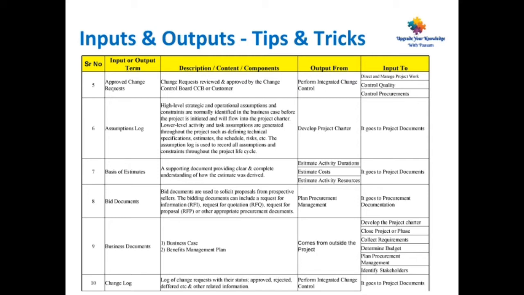Point number 9, business documents, business case or benefit management plan. This is the output that comes from the project. It goes as input to the project charter, close project, collect requirements, determine budget, plan procurement management, and identify stakeholders.